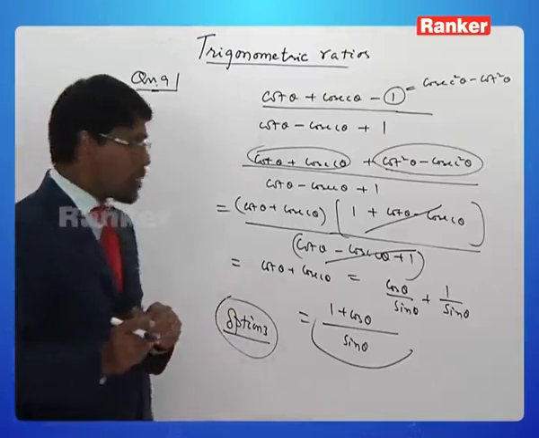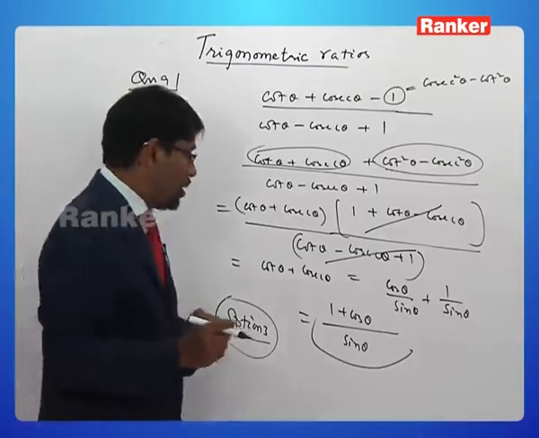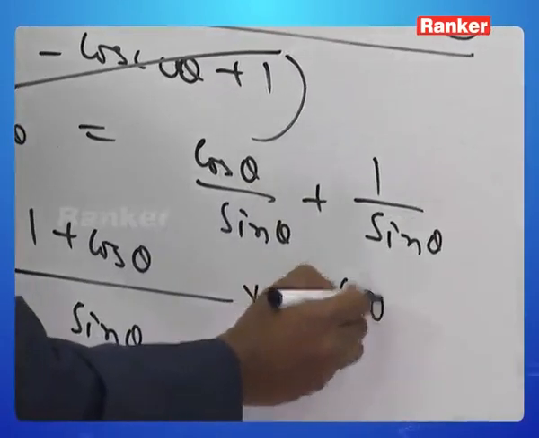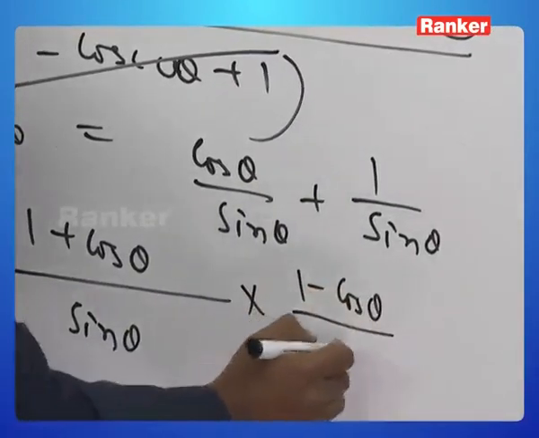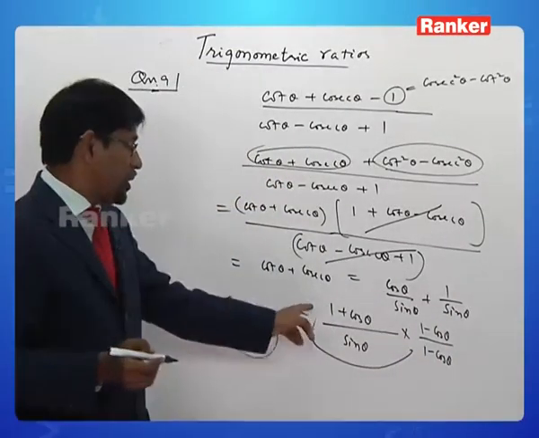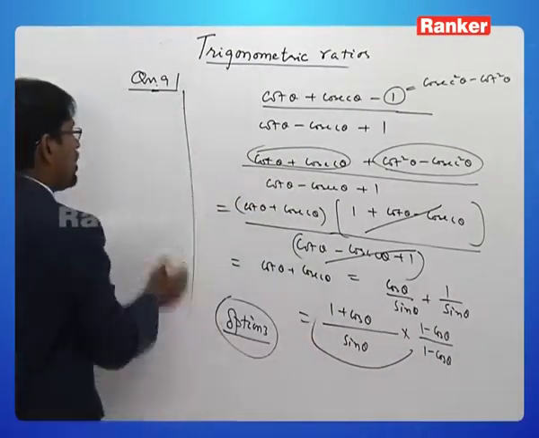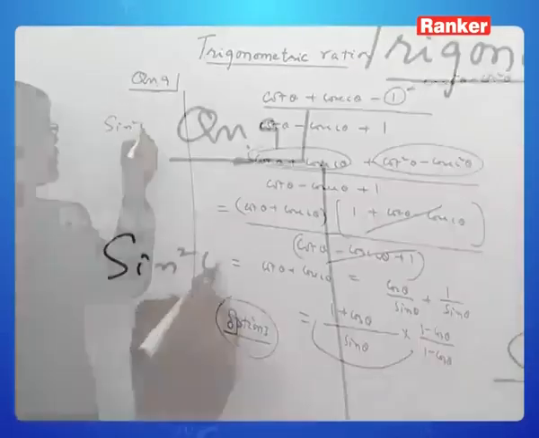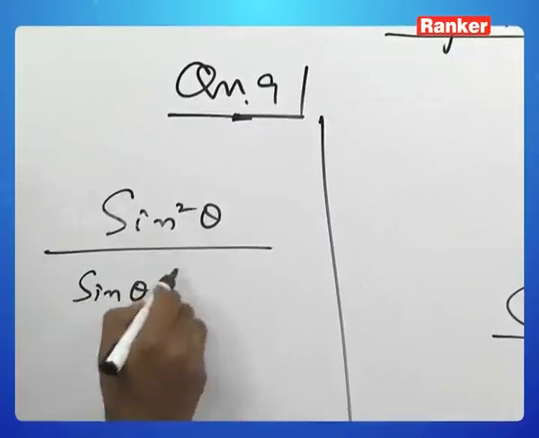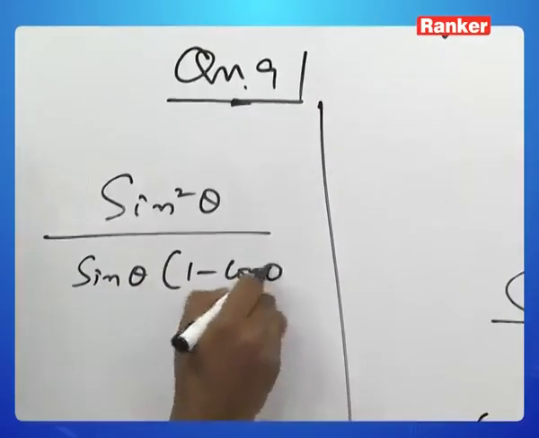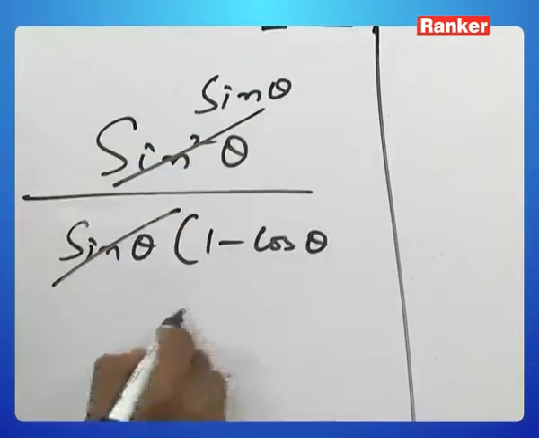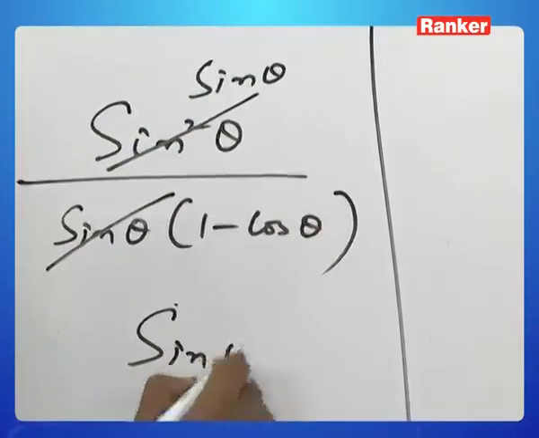Now let's make one small observation here. If you multiply and divide by 1 minus cos theta, what would I have got? I would have got in the numerator 1 minus cos square theta, that is sine square theta, divided by sine theta into 1 minus cos theta. So I could have cancelled out one sine theta factor. I would have got sine theta divided by 1 minus cos theta.